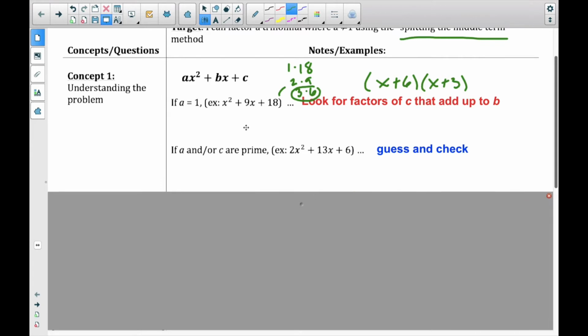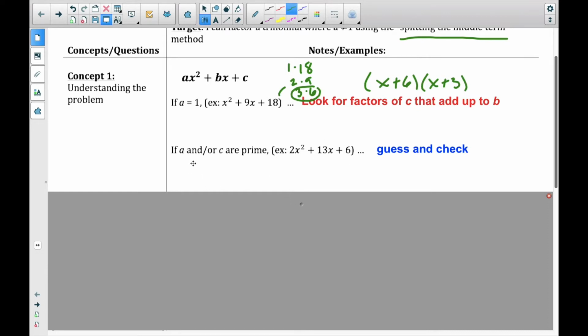Then we have a situation where a and c are prime. So if we look at this example, and I said they're prime, and 6 is not prime, is it? Well, we can do this example anyway. So here 2 is prime and 6 is prime. If we could factor out a GCF of 2, we should. But 13 cannot be divided by 2, so we cannot do that.